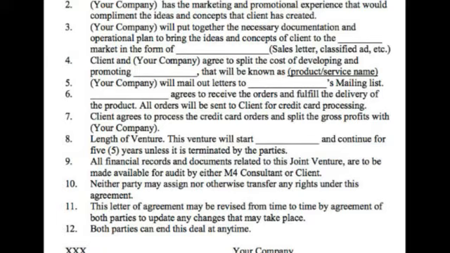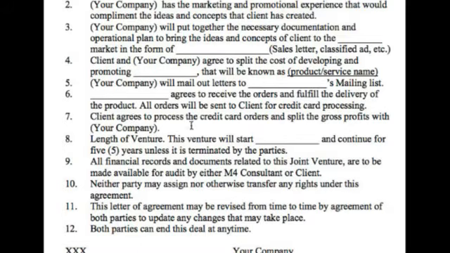Both parties may end this deal at any time. No, that's terrible. Because you say before, this venture will start at so-and-so and continue for 5 years, unless it's terminated by the parties. And then later on you say both parties can end this deal at any time. Then how is it 5 years if anybody can end it? That doesn't even make any sense. That's just a scary kind of contract.